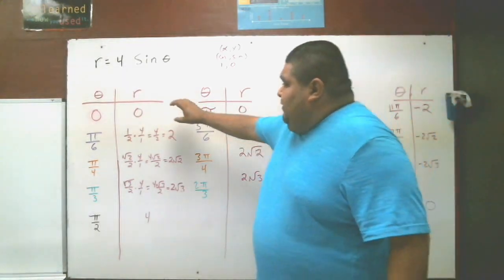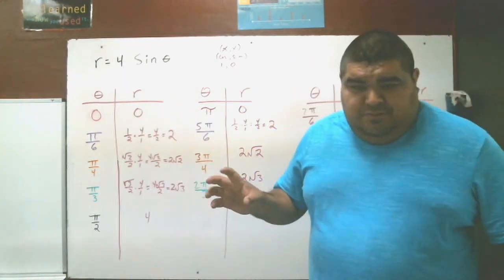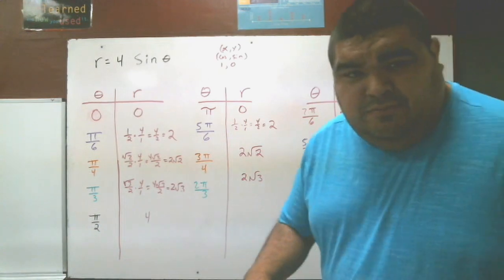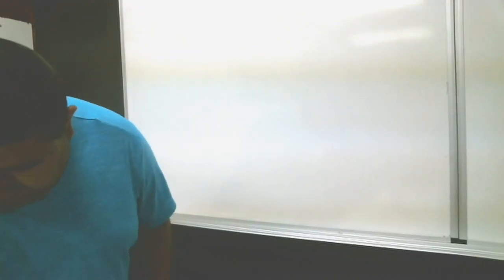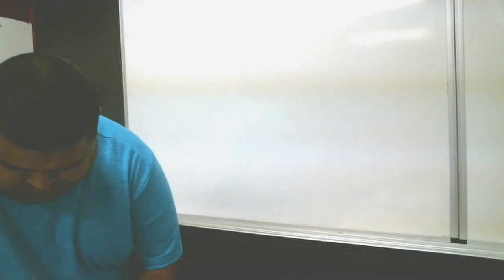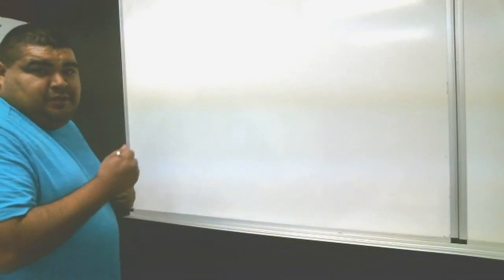Alright, so we have 0, 0. That's our first one. Okay, we're going to turn the camera here a little. Let's use the little ones. Let's make our graph.